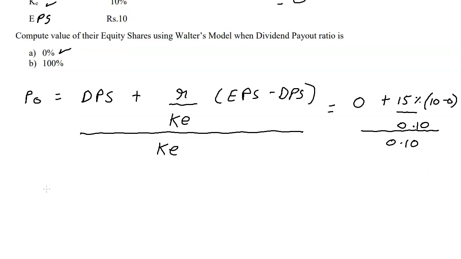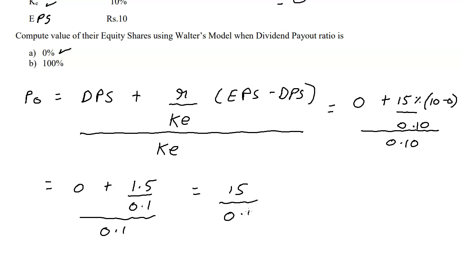Now proceeding, we have 0 plus 15% of 10, because 10 minus 0 is 10, so 15% of 10 is going to give me 1.5, which is going to be divided by 0.1, and the whole thing again 0.1. So proceeding further, 1.5 upon 0.1 gives me 15, 15 plus 0 is 15, again 0.1. Okay, so I've just solved for this. Now again we have to do for that. So 15 upon 0.1 gives me 150. And this is my answer for part A.